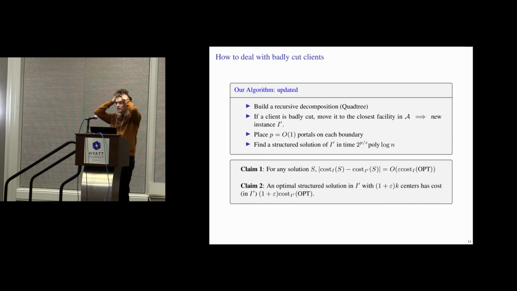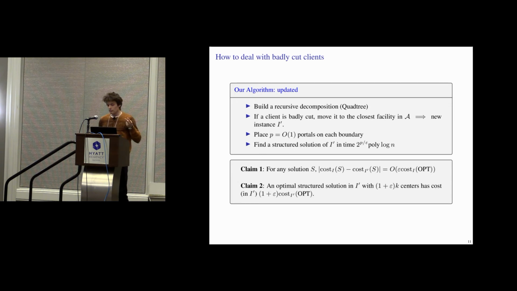Okay, so I said earlier that we just remove the Badlicat client. That's a bit too rough. So instead of removing it, if a client is Badlicat, we move it to its closest facility in A. That gives a new instance I prime. Before solving everything, we do that. And then we just focus on the instance I prime. We place a constant number of portals, and we find the optimal structured solution in I prime.